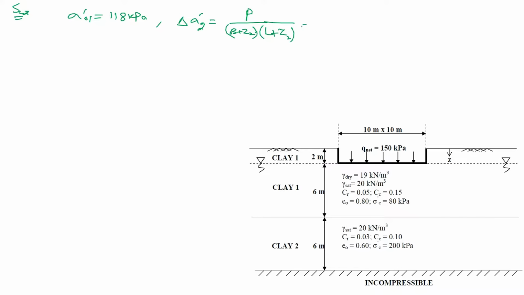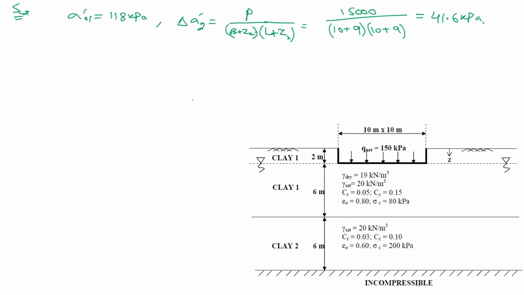B and L are the sizes of the foundation. So what is P? This is 15,000 divided by, what is B here? This is 10. And what is Z2? We found it already. That is 9 meter. And 10 plus 9. So here the stress increase below this foundation will be 41.6 kPa.